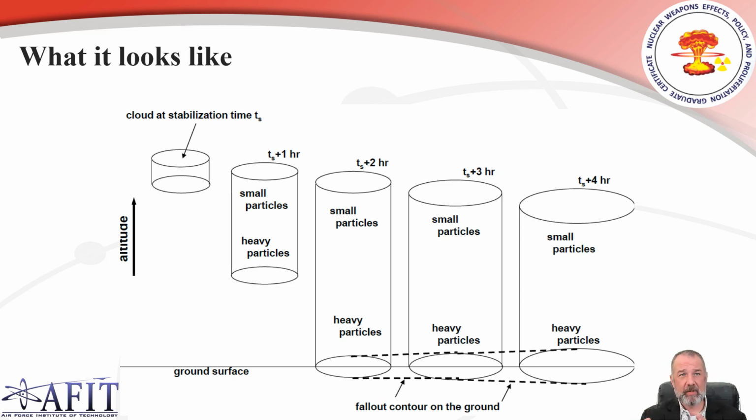If we're really talking in terms of time, what's our cloud looking like? Well, let's start at something called TS. This is the stabilization time of the cloud. This is when basically the cloud has gotten to the size it's going to be, at the height that it's going to be, and it's now going to be affected by atmospheric conditions. So we'll call this the stabilized time, or TS. So what's going to happen?